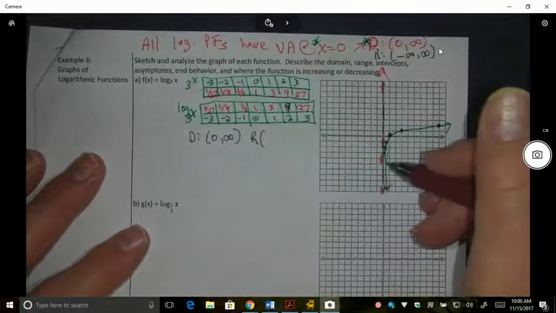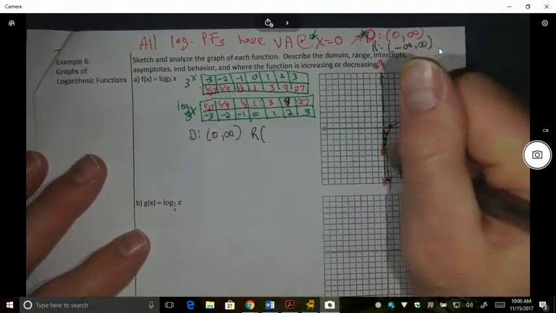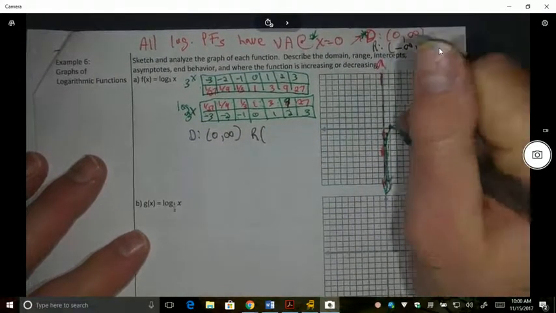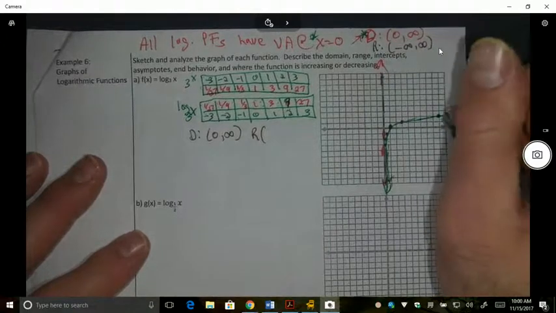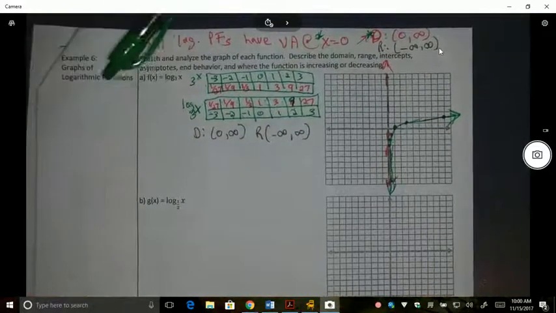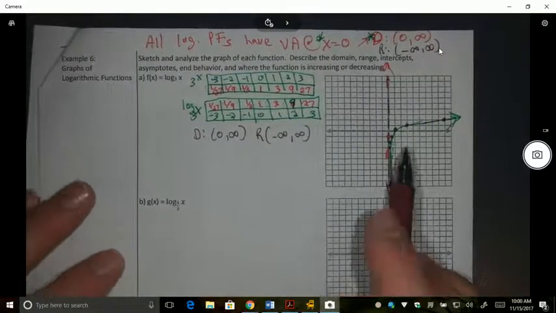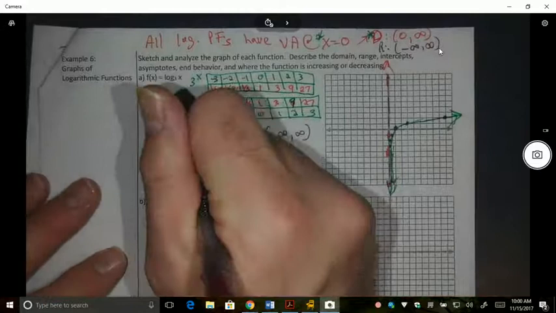And then our range, well, this function is going down forever. It's a little hard to see. I didn't draw it very darkly. It's going to continue going down, and it's going to continue going up as it goes to the right. So the range is negative infinity to positive infinity. That's always going to be true for all logarithmic functions. There is no y-intercept, but there is an x-intercept at (1, 0).